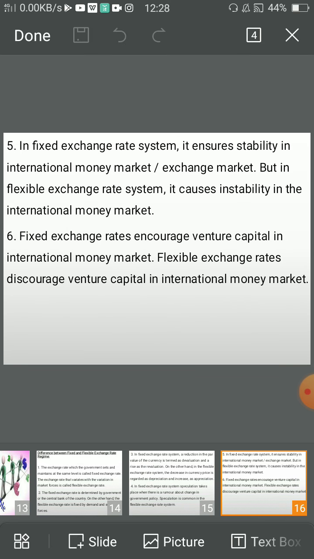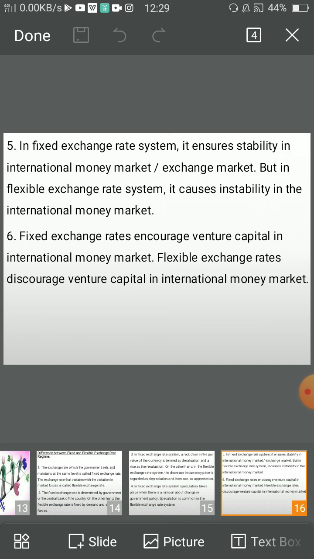In fixed exchange rate system, it ensures stability in the international money market, but in flexible exchange rate system, it causes instability in the international money market. Under fixed exchange rate system, there is stability in the international money market because the exchange rate is fixed. Under the flexible exchange rate system, there is instability in the money market because the exchange rate is changed many times.